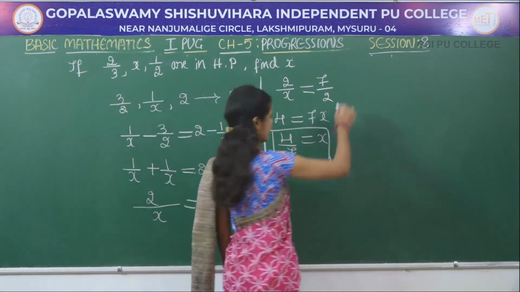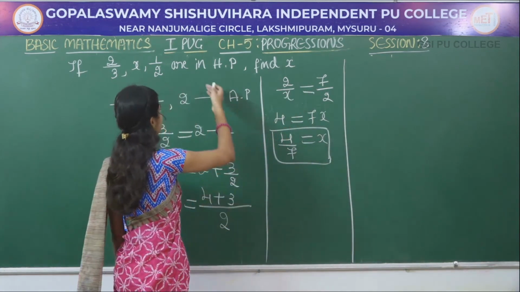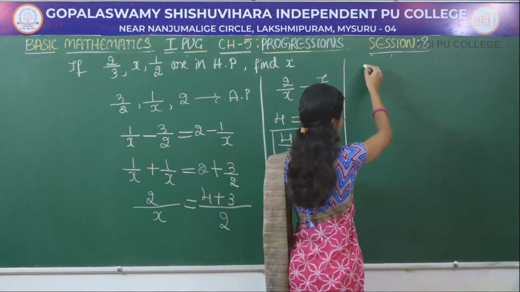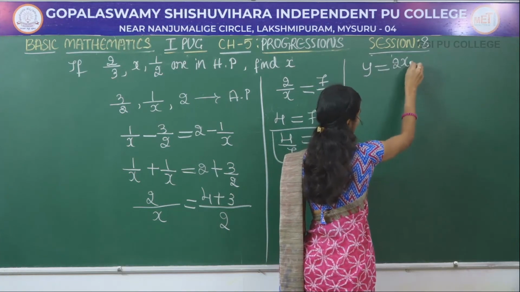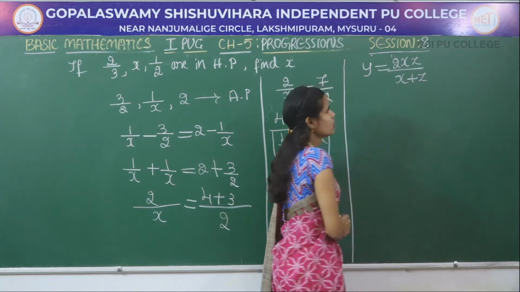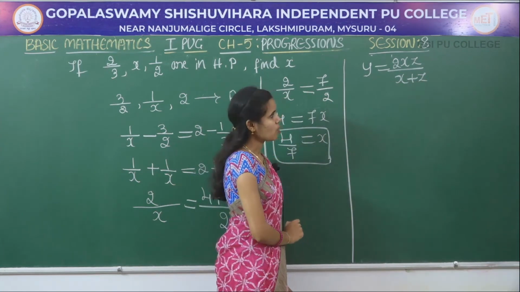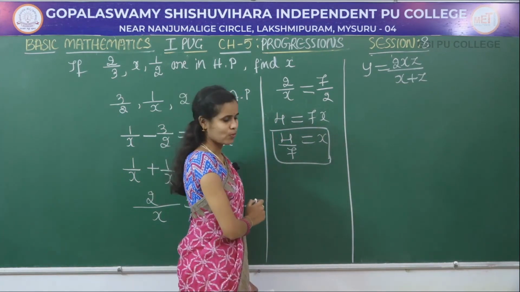Or one more method. So, second method, here given these three terms are in HP. So, we know the formula, if three terms x, y, z are in HP, y is equal to 2 into xz divided by x plus z. We can also find x using this condition. So, y is equal to 2xz divided by x plus z. We get the same value, 4 by 7.